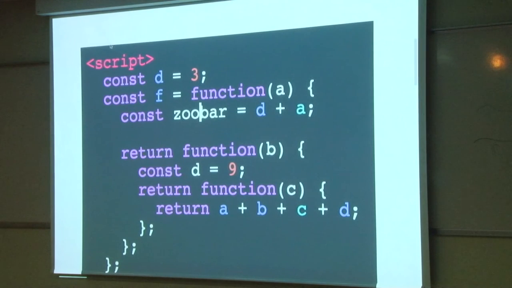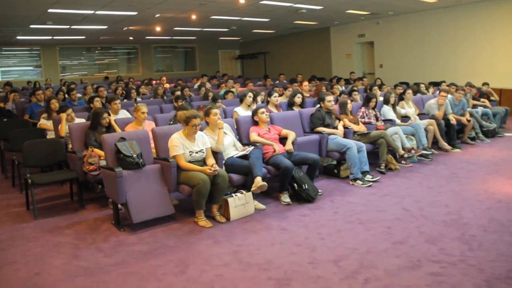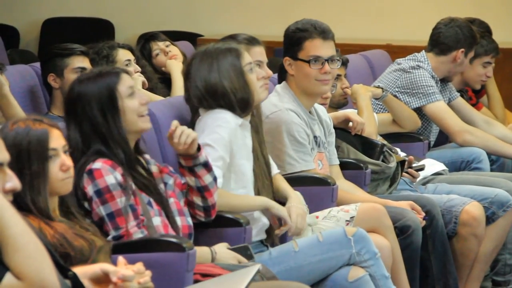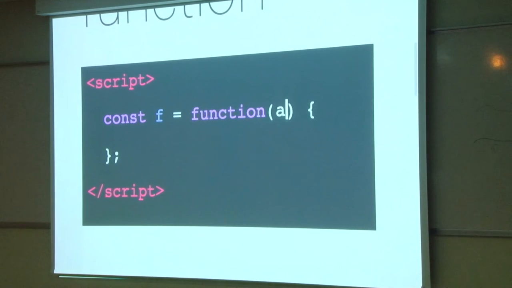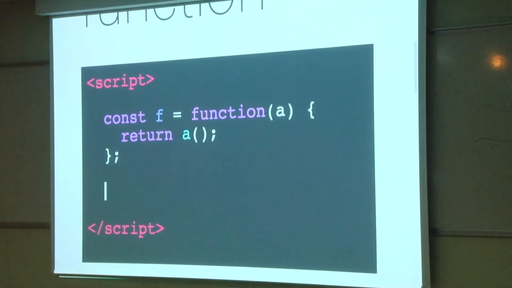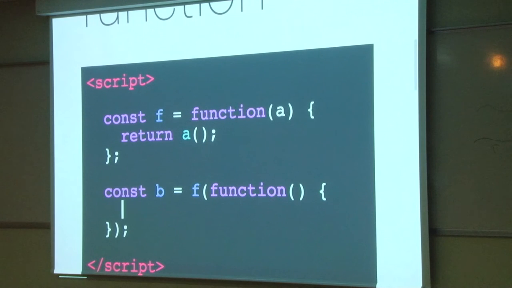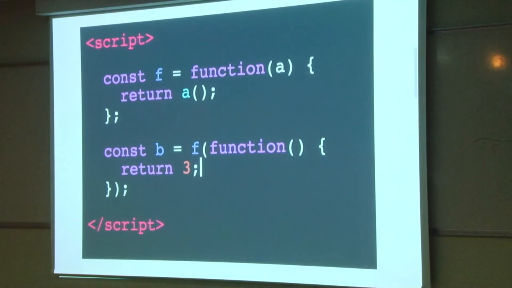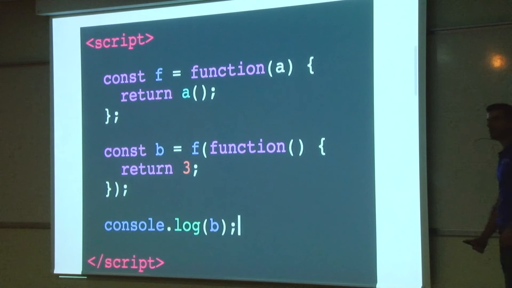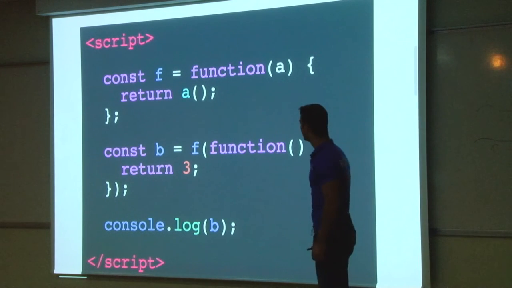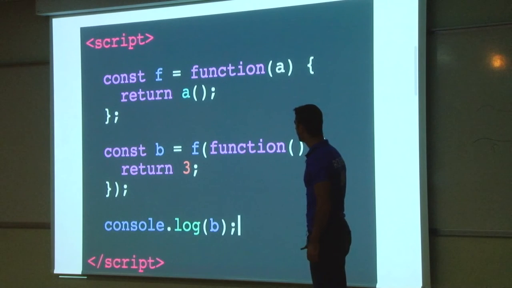So now, let's get really, really tricky. Functions are values. I will repeat that one more time. It takes an A, and it returns calling A. What is the value that will be printed? That is to say, what is B? What did I do? That right there?